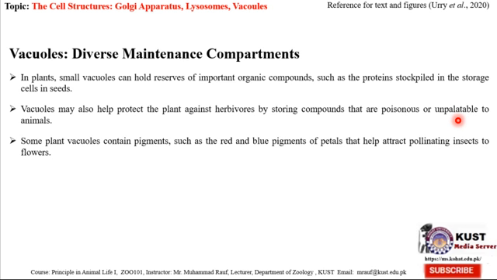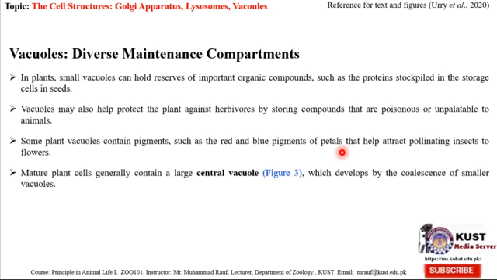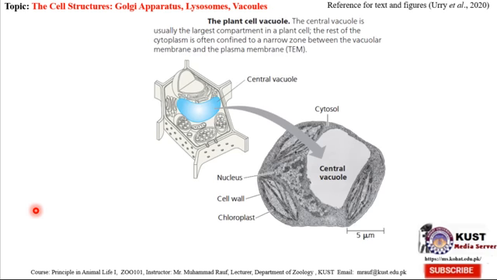And vacuoles in plants also store pigments, that is red and blue pigments, which are present in the petals, that help in attracting insects towards it. Mature plant cells generally contain a large central vacuole, and this large central vacuole is a result of the fusion of many smaller vacuoles. So here you have a plant cell where a large vacuole is present, and because of this large vacuole, the nucleus is pushed towards one side. In animal cells, usually the nucleus is in the center or near the center.